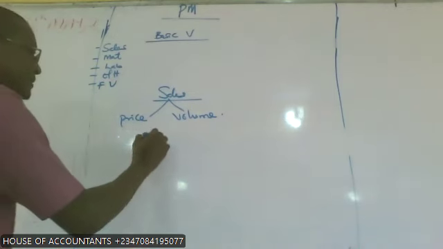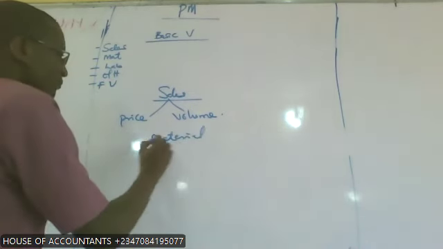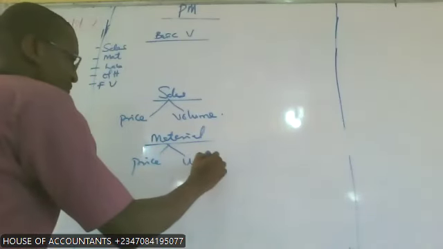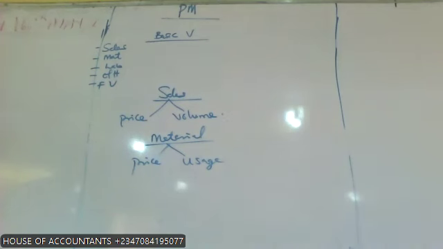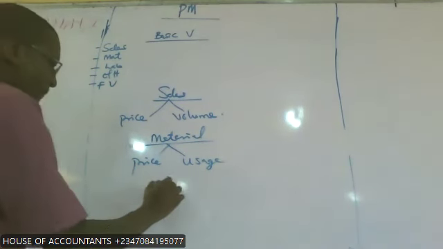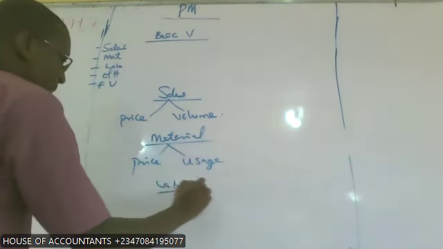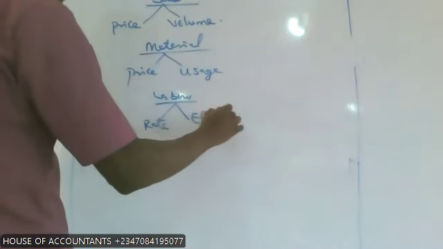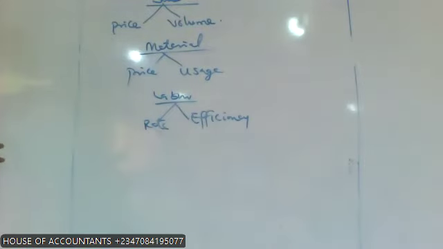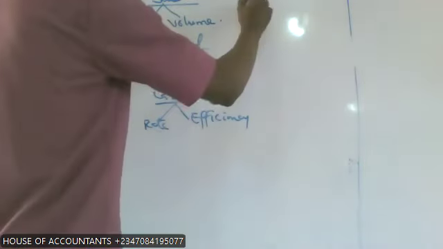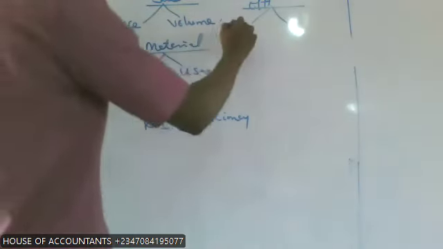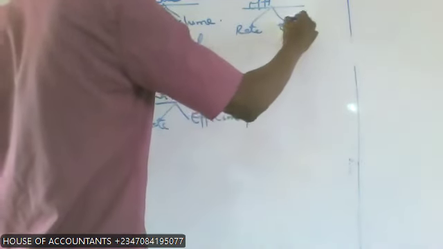Then if you want to calculate material, material will also be price and usage. That is the end of material. If you want to calculate labor, it is rates and efficiency. And that is the end of it. If you want to calculate overheads, it's also divided into 2, rates and efficiency.